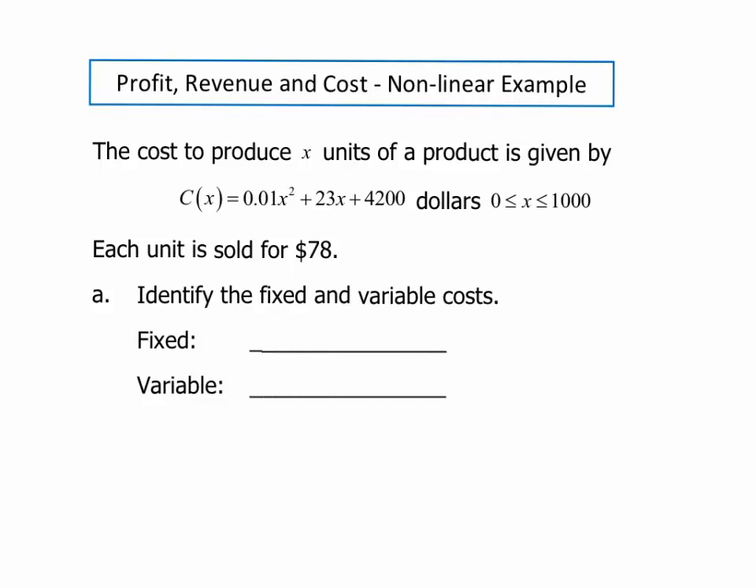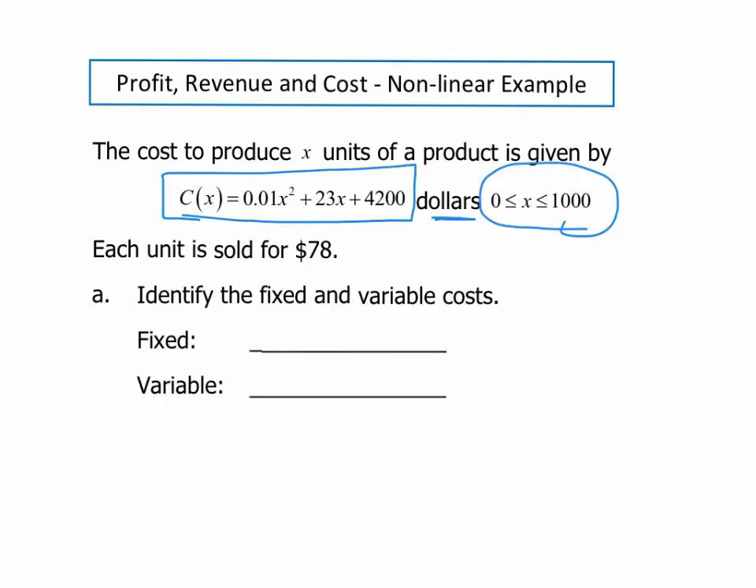In this video, we're going to look at building profit, revenue, and cost functions where one or more of our functions is nonlinear. So in this example, we're given that the cost to produce X units of a product is given by this function right here. And the units of this function are dollars, and this part over here just tells us that our values for X that are valid, X has to just be between 0 and 1,000 units. Each unit is sold for $78, and in part A, they ask us to identify the fixed and variable costs.